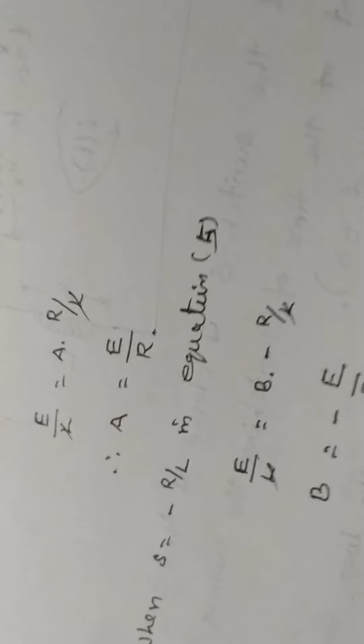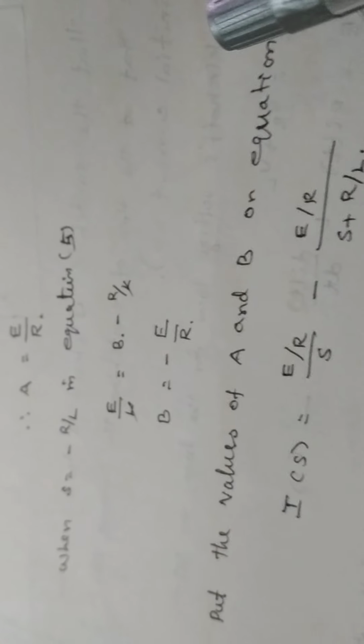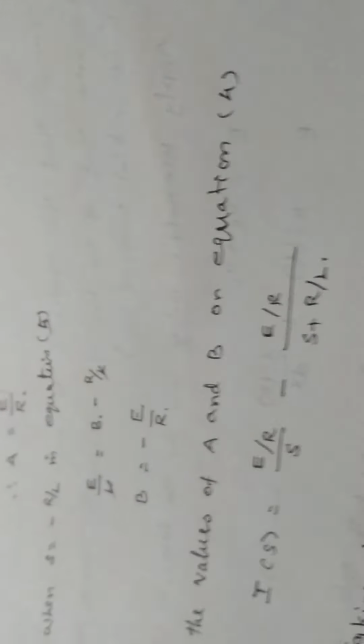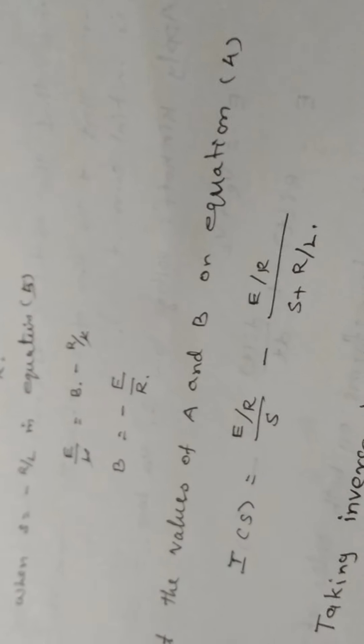Substituting s equal to minus R by L in equation 5, E by L is equal to B into minus R by L, so B is equal to minus E by R. Putting the values of A and B in equation 4, I(s) is equal to (E by R) by s minus (E by R) by (s plus R by L).